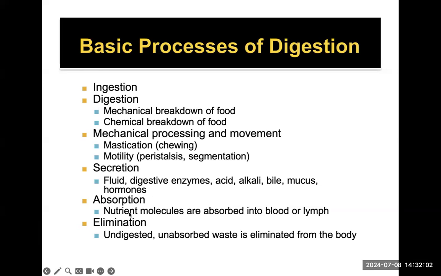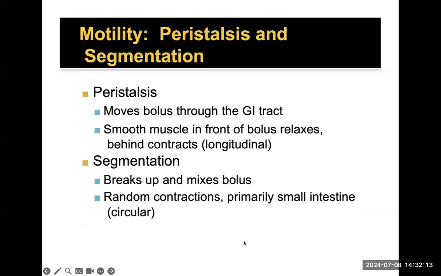Absorption again means moving the nutrients from the GI tract into the blood or lymph, just depending on size. And then elimination is undigested or unabsorbed waste that's going to be eliminated out of the body.